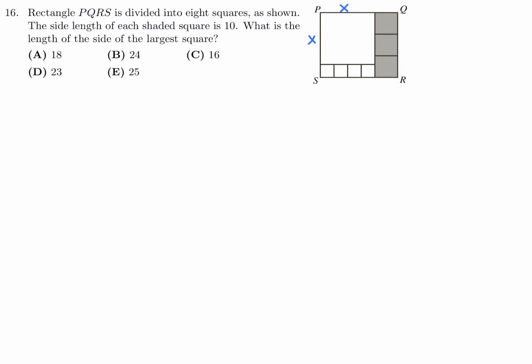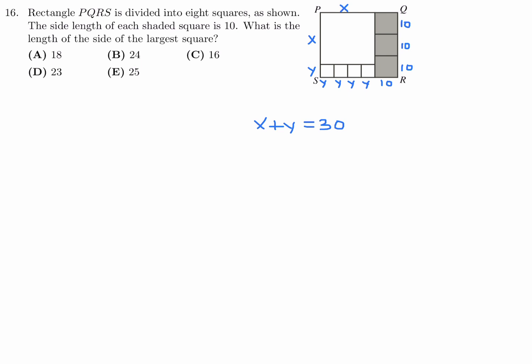And then these guys here, they tell me, are 10. So that's 10, that's 10, that's 10. And then the little ones I'll call Y. So Y, Y, like that. Okay, so we're going to be able to get a couple of relationships. The first one is that X plus Y is equal to 30, right? Because on this side, PS is X plus Y, and that's equivalent to QR, and QR is 30. So that's the first equation.